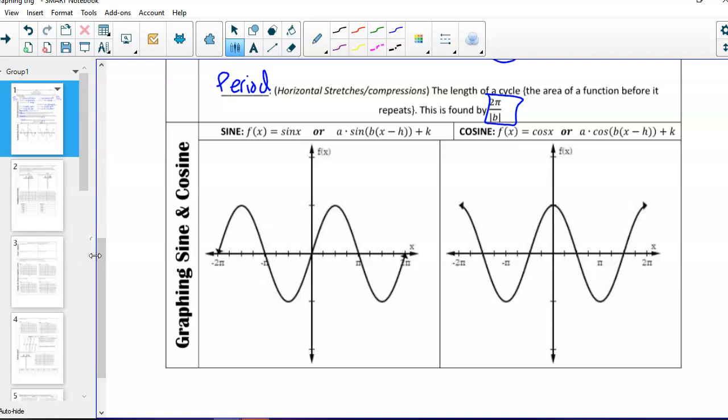So in general, if we have no transformations at all, those would be your sine and cosine functions. You don't have any a's, b's, h's, k's, no transformations at all. But if you have any of those, then you change that format to add those in.